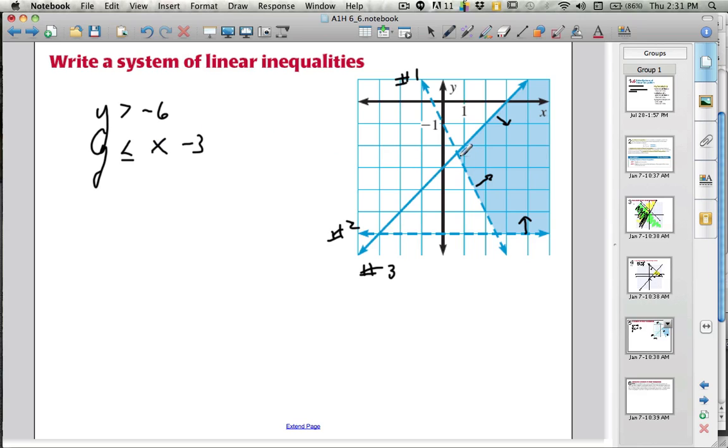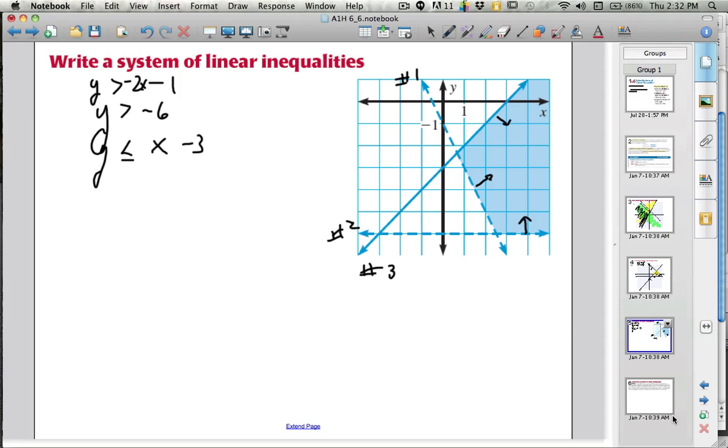And in my final line, line number 1, it's a dotted line, and we're above that line. So again, it's y is greater than. My y-intercept is negative 1, and my slope is down 2, right 1, so it's negative 2x. So our system is y is greater than negative 2x minus 1, y is greater than negative 6, and y is less than or equal to x minus 3.